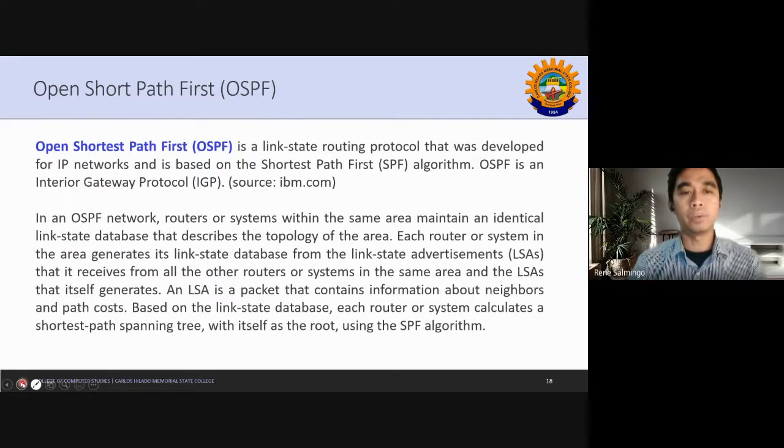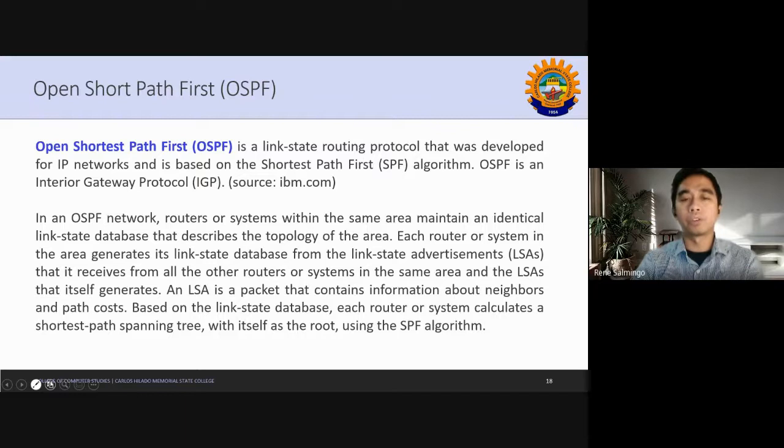And also we have the first routing protocol, Open Shortest Path First. This is a link state routing protocol that was developed for IP networks and is based on the shortest path first algorithm. So it is an interior gateway protocol. It was actually developed by IBM.